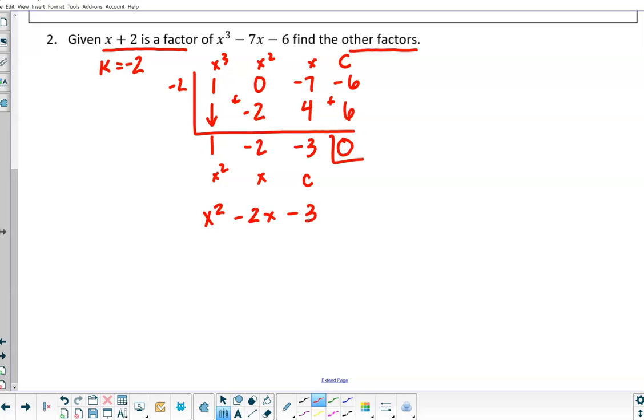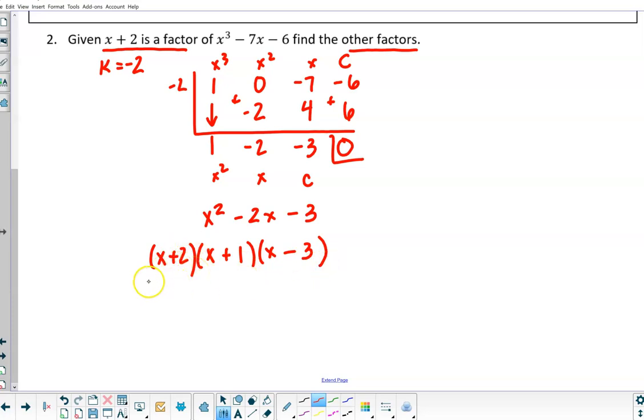Now, it said I wanted to find the other factors. So that's my answer, but I want to see if I can factor that further. Okay, so I'm going to factor that further. x and x, my factors of 3 are just 1 and 3, and the signs have to be different in order for me to get a -3. So I want to get a -2, so I'm going to make this -3 plus 1, so that'll give me -2x in the middle. So this was saying that x plus 2 is a factor, so I'm going to write the x plus 2 out here.